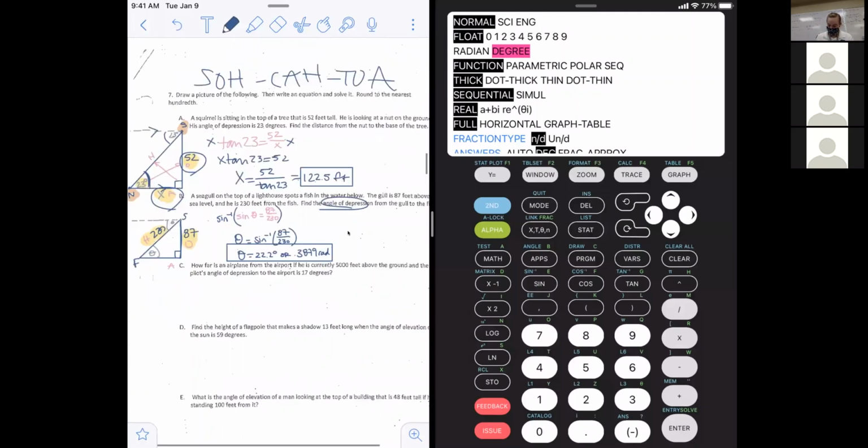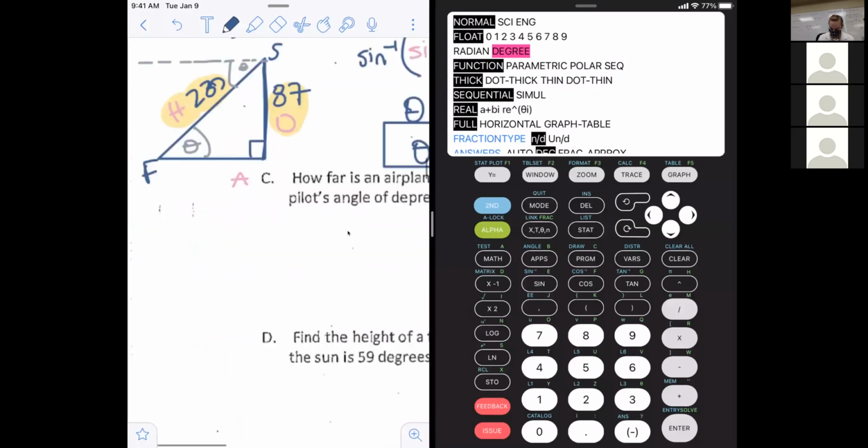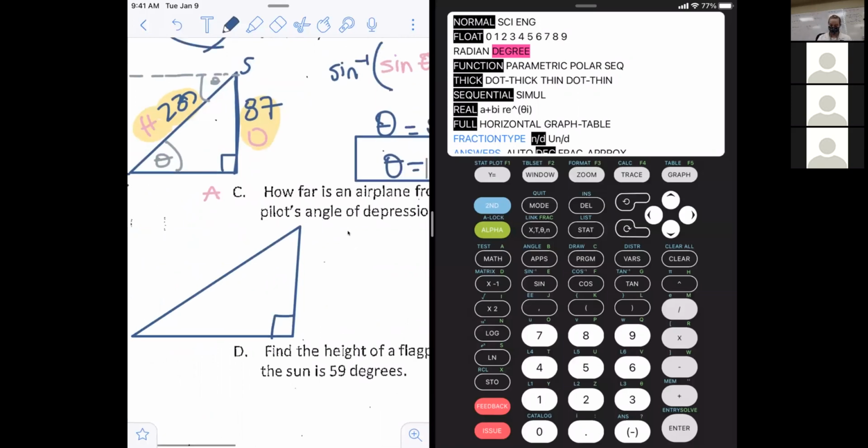So this problem says, how far is an airplane from the airport if he is currently 5,000 feet above ground and the pilot's angle of depression to the airport is 17 degrees? So let's draw a picture. Oh, that's a terrible triangle. Slightly better. Okay, my airplane is in the air.